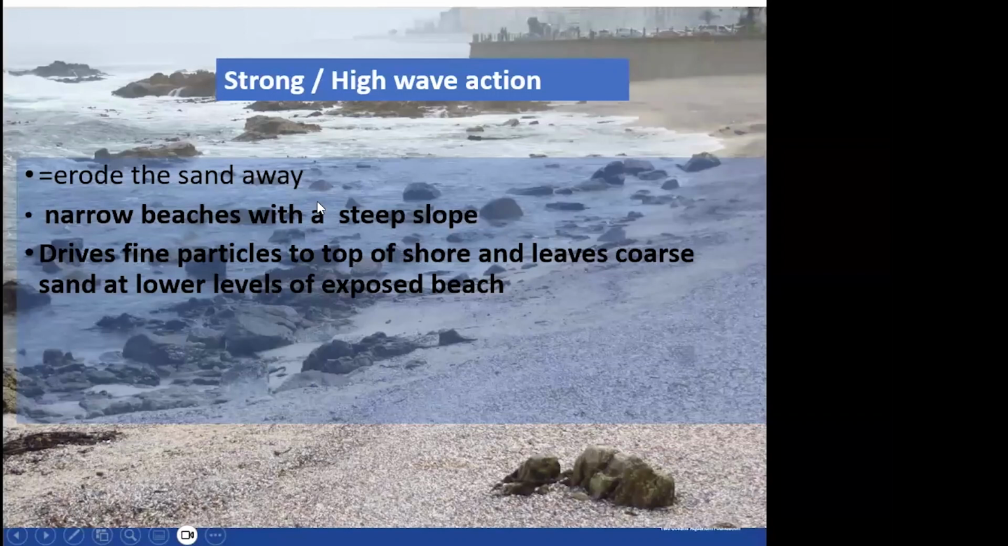So the wave action drives those finer particles further up the shore. And so high up on the shore, you'll see smaller, finer particles, and the more coarse sand and particles will be at the lower levels of those exposed beach.